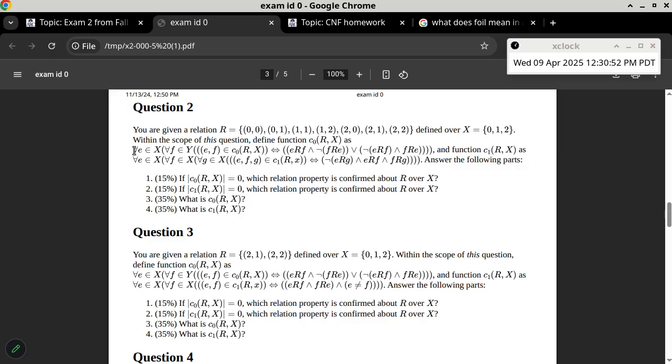So this is the entire function. Yes, it is a universally quantified statement, not dissimilar to what you saw in exam one, but exam one had to do with functions: injection, surjection, and bijection. This test has to do with relations, which means this is probably something related to one of the properties of relations.